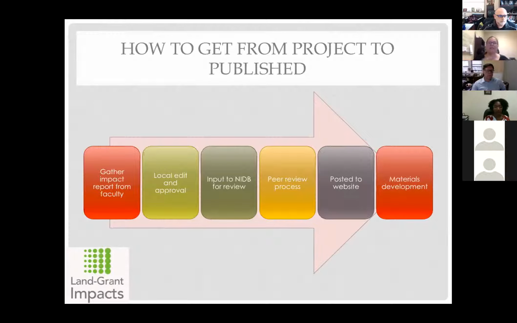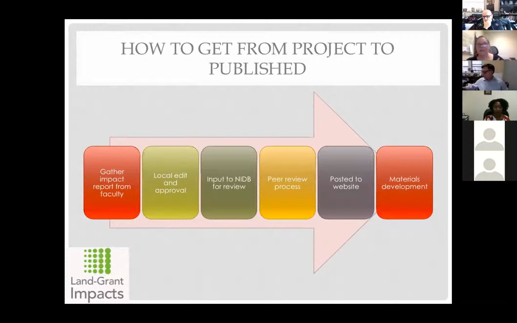So we wanted to give you just kind of a linear look at what happens when impacts are put into the system. Typically, our institutions are gathering impacts reports from faculty. They should be edited locally and approved before they are put into the impact database. And now with this new system, there is an extra step that hasn't been there before, and we've instituted a peer review process in an effort to help us improve the quality of every single impact statement that's in this system.